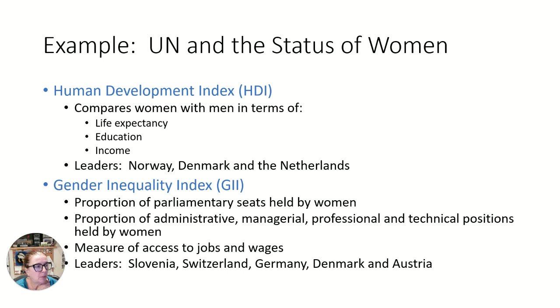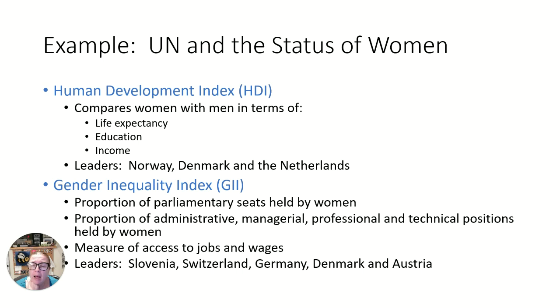So here's a couple examples of some index measures. So there's the Human Development Index. These are both things that the United Nations uses to measure the status of women in different countries. This compares women and men in terms of life expectancy, education, and income. When you look at these, the countries that are doing the best in this regard are Norway, Denmark, and the Netherlands. Not really surprising. There's also the Gender Inequality Index.